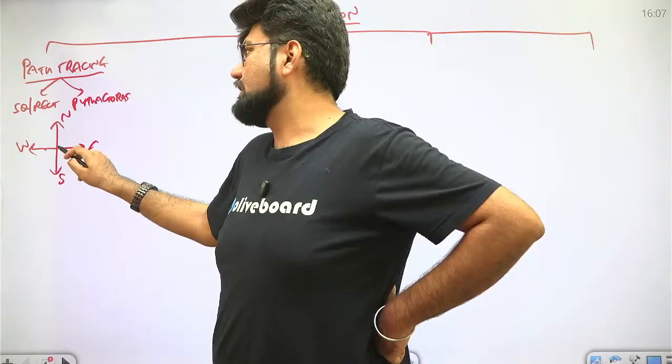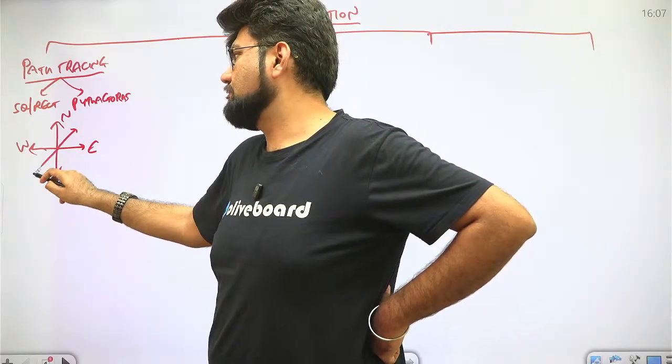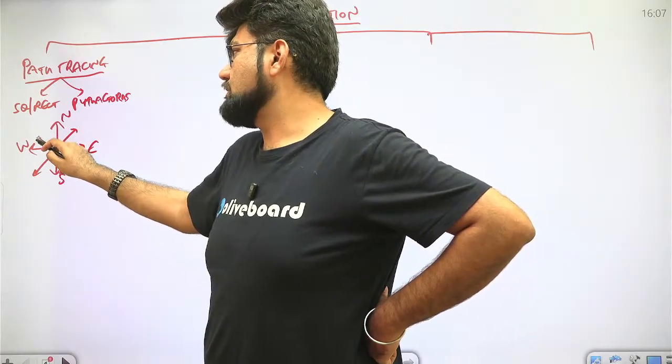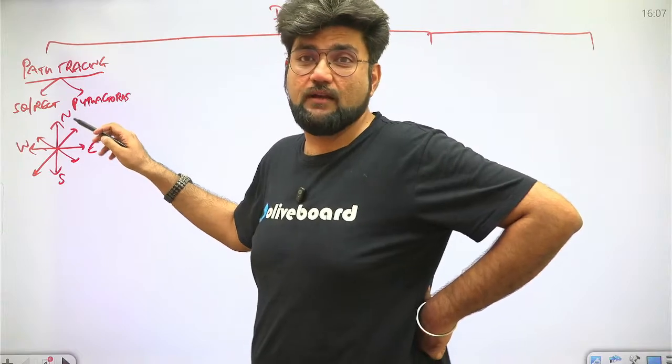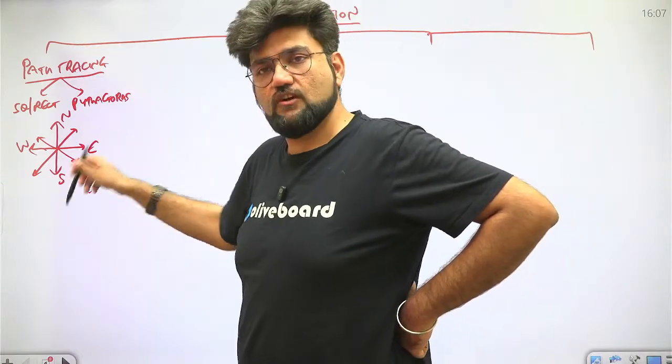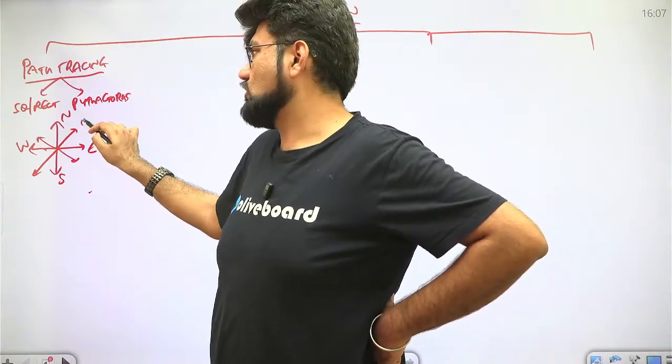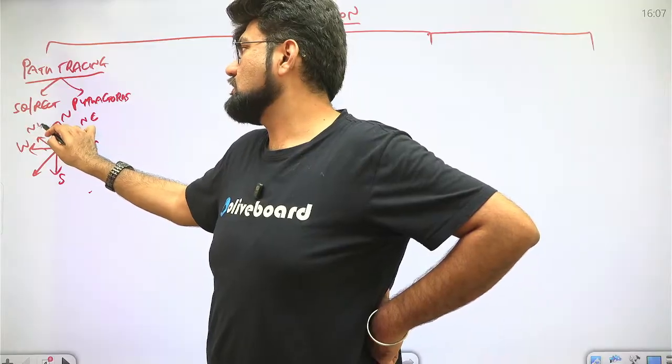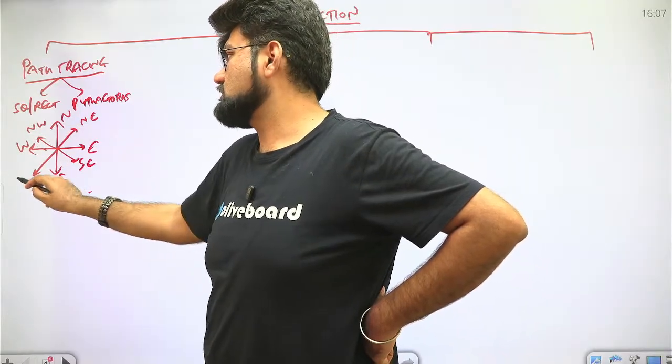And then we have cardinal directions, so directions in between them. We also call them cardinal directions. And we label them. How do we now name them? The vertical direction first, horizontal direction next. So this is northeast, this is northwest, this is southeast, this is southwest.